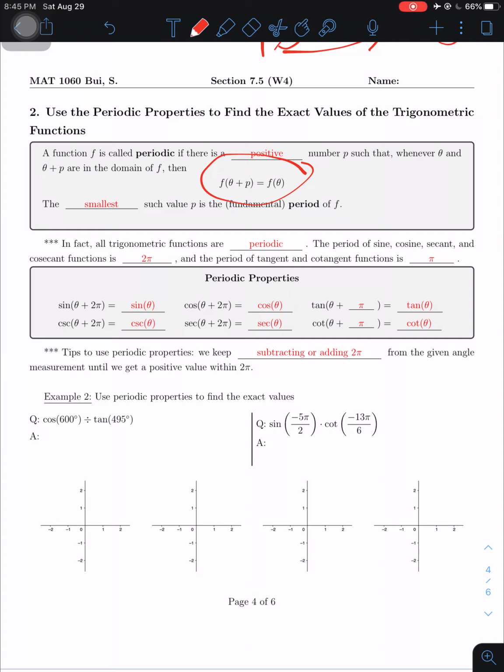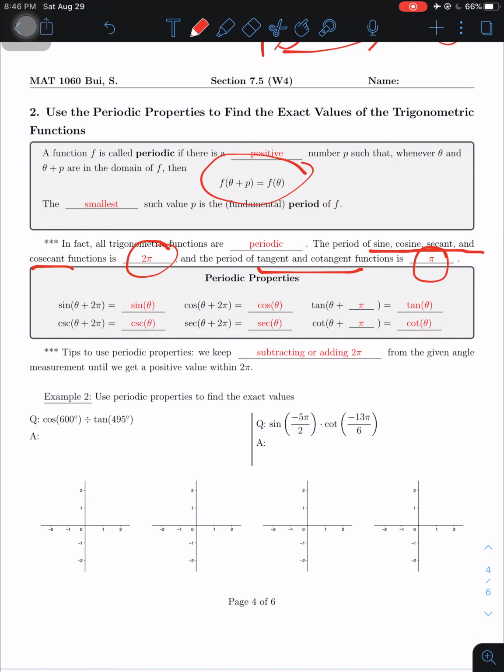For now I'm going to show you that the period of the 4 functions, sine, cosine, and their flips, secant and cosecant, the period of all 4 of them is 2 pi. And for the other 2 functions, tangent and cotangent, the period of them is pi. Right now just remember that the periods of the 6 functions are different from each other. The first 4 is 2 pi, and the other 2 is pi. Don't mix them up.